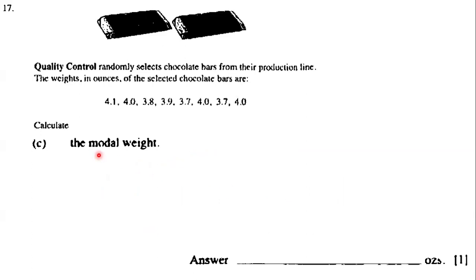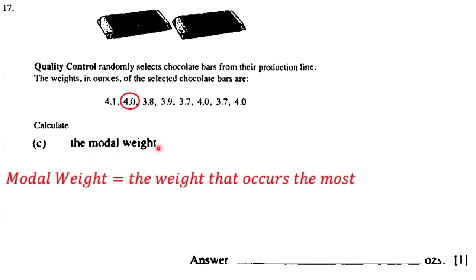Next, our goal is to determine the modal weight. Now, the mode is the number that appears the most frequently. And if we look at this data set, we notice that we have 4.0, 4.0, and 4.0. 4.0 appears 3 times. Remember that the modal weight is the weight that occurs the most. And based on these data values, 4.0 is the weight that appears the most. And so that means that 4.0 ounces is the modal weight.